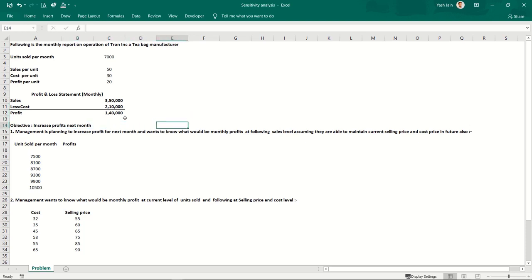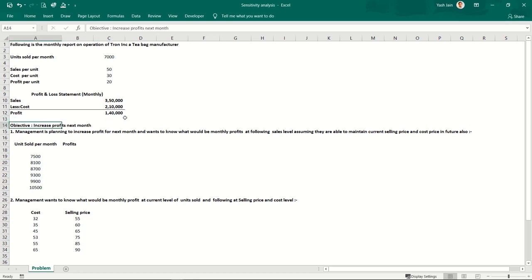For that, the management has suggested that you can either increase the number of units sold and keep these things constant, and ultimately your profits will increase. Profit per unit will remain the same, but the number of units sold will increase and your profit will ultimately increase. This is the first alternative available. Secondly, keep the sales level at 7,000 units and make some alteration in your selling price and cost, and with the help of that your profit per unit will change and ultimately your total profits will change.